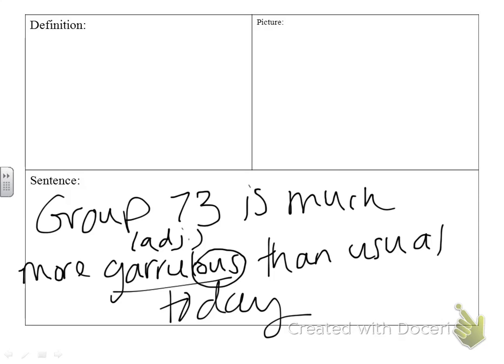Can anybody remember the other vocabulary word that we had this year? That would be a really good synonym for this word, Maura. Not gregarious. Yeah, that was a good try. Another word we had that means extremely talkative. Haley? Verbose. Verbose. Good.